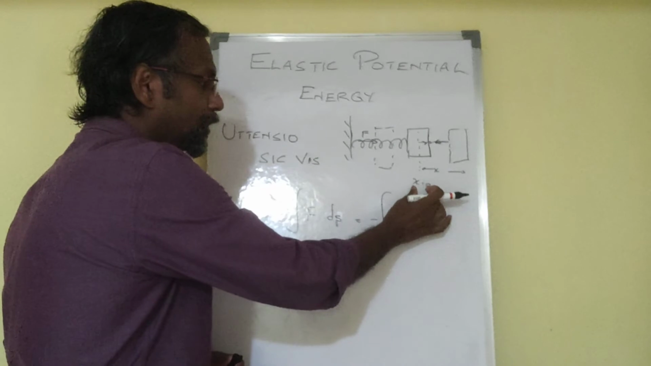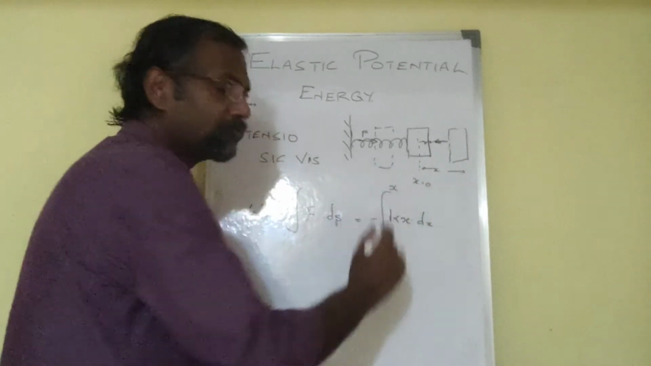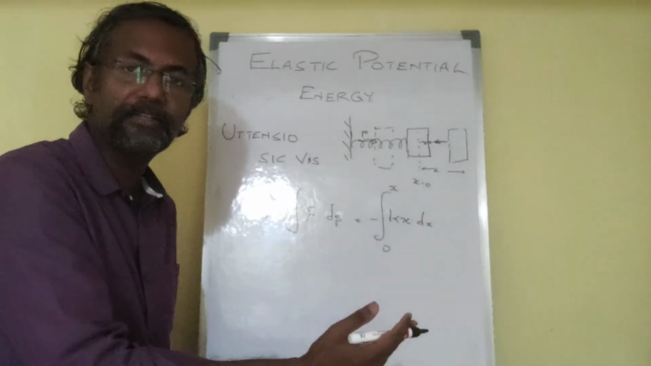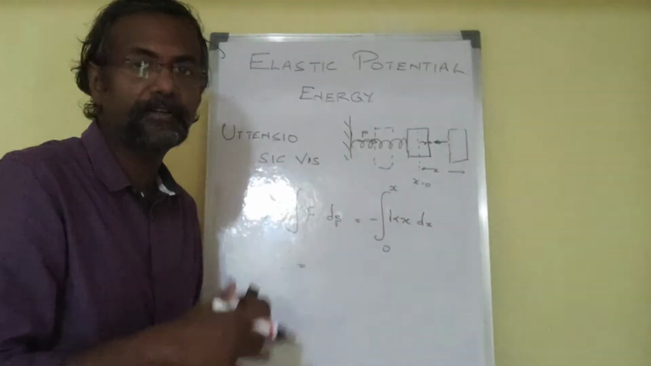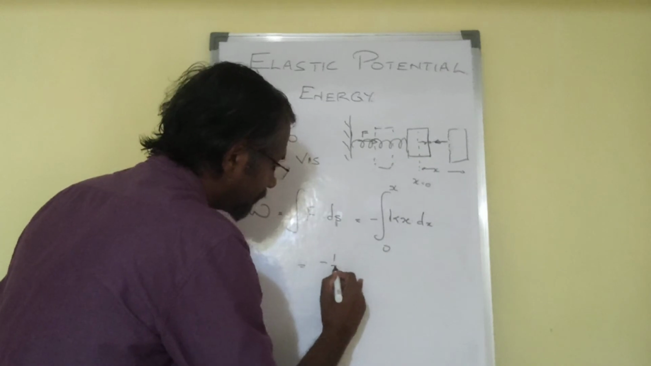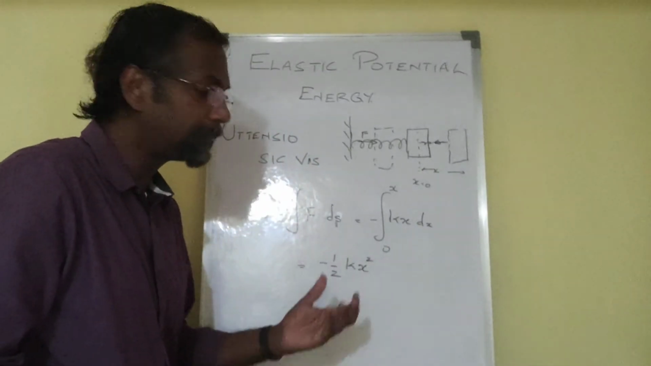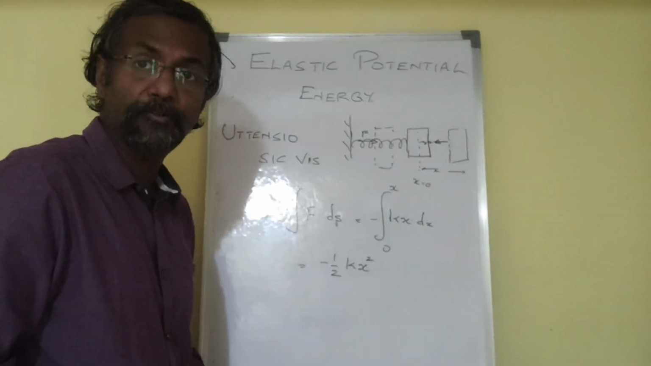And I integrate from the equilibrium position to x, so 0 to x. This is a simple integral. If you integrate x, you get x squared by 2, and putting in the limits 0 to x, you get minus half k x squared. Right. This will be the work done to extend it by a displacement x.